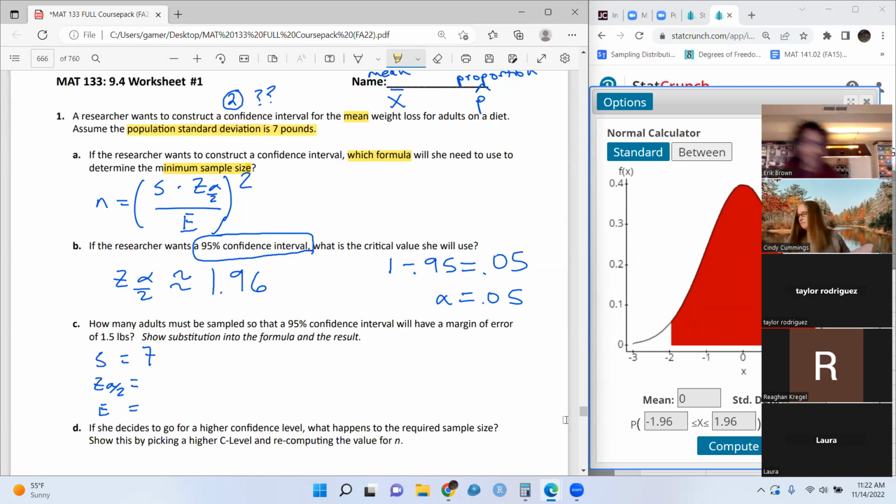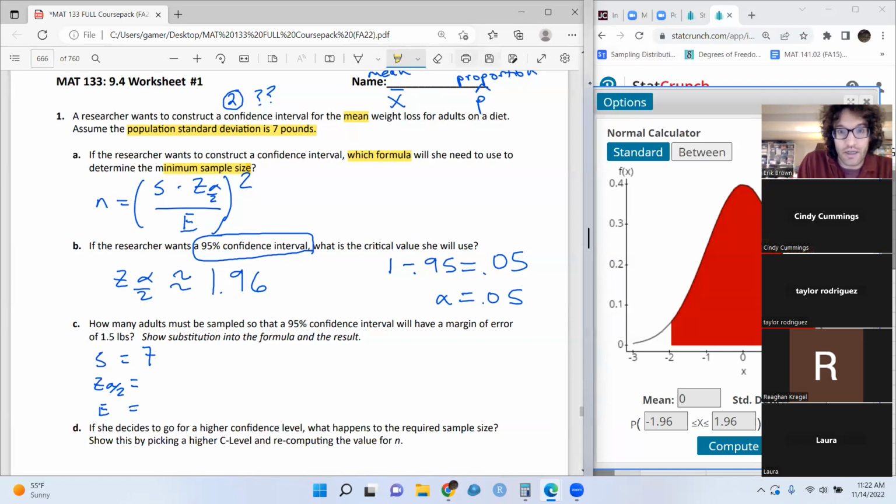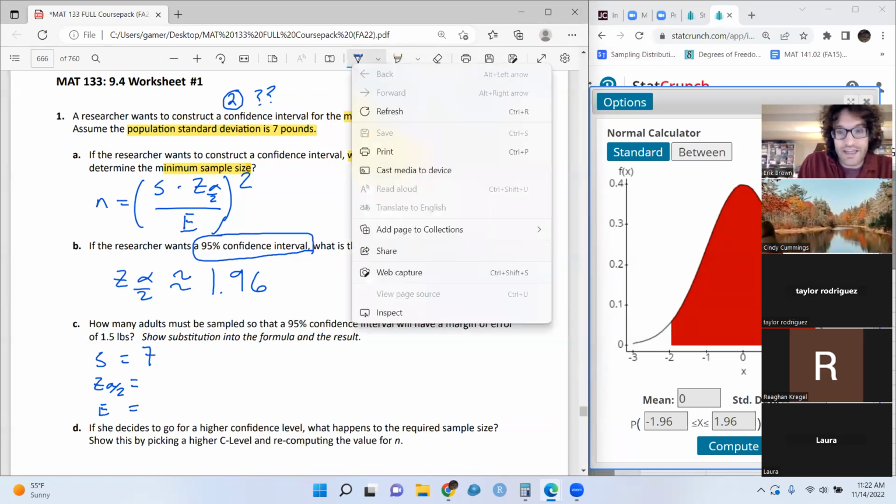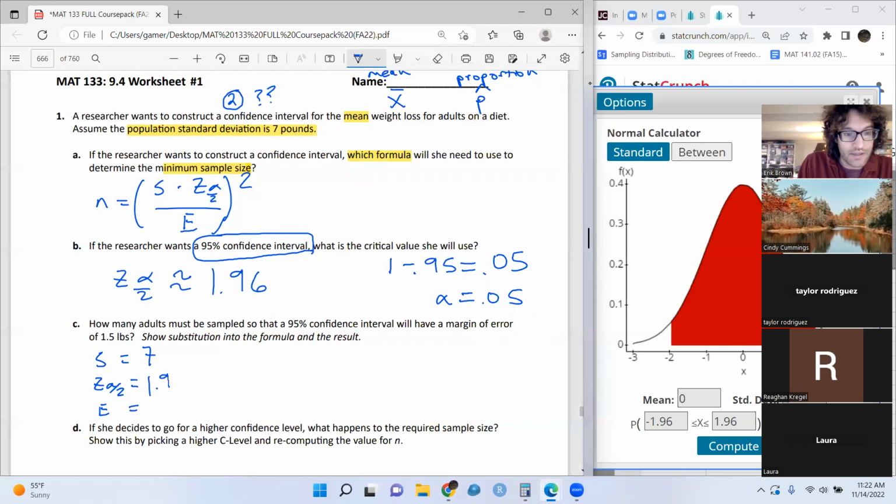Now it says the population standard deviation, and this S stands for sample standard deviation. It's okay to use the population standard deviation in place of the sample standard deviation. In fact, if we know it, we would always use the population standard deviation. We often don't know it, so we use the sample. Excellent. We already know Z, 1.96. How did we get E? Or who knows what E is? 1.5. Nailed it. 1.5 pounds was given to us.